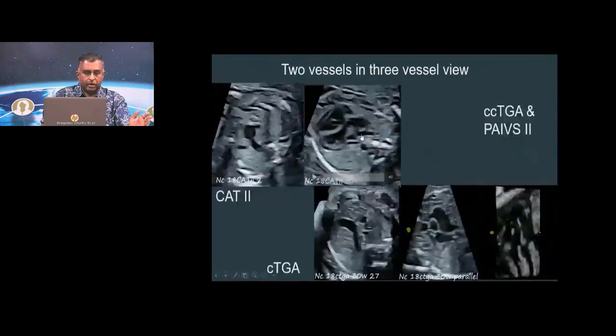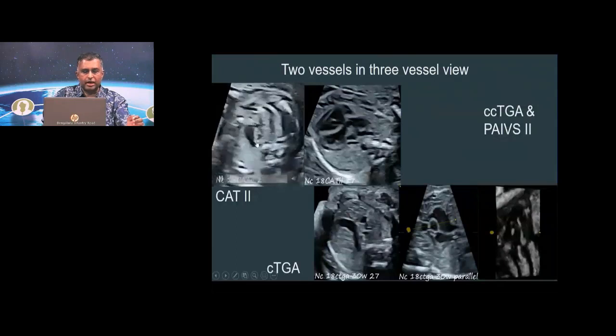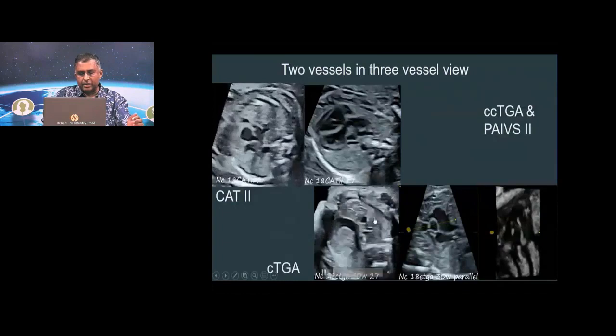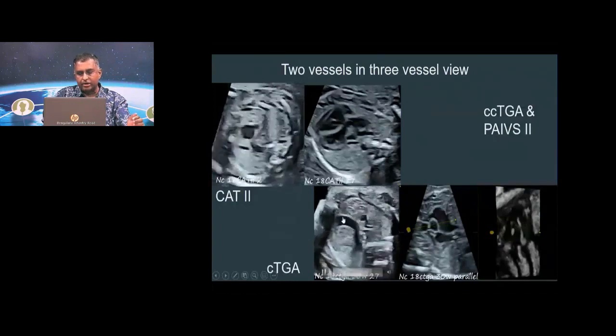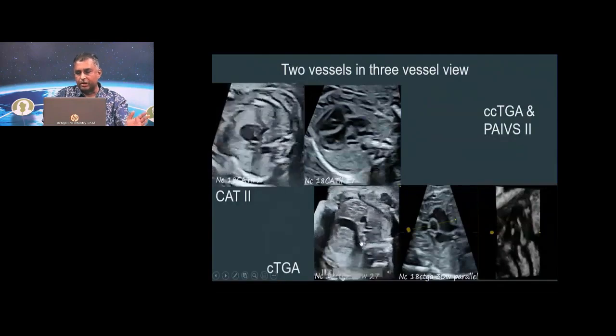Now here are some examples that I can show you. Okay, this is 2 vessels. Instead of 3 vessels, you see only 2 vessels out there, only 2 vessels coming up there. That's a common arterial trunk. And here is CTGA, again 2 vessels only, SVC and the aorta, nothing beyond that.